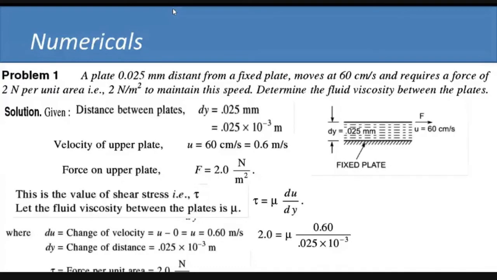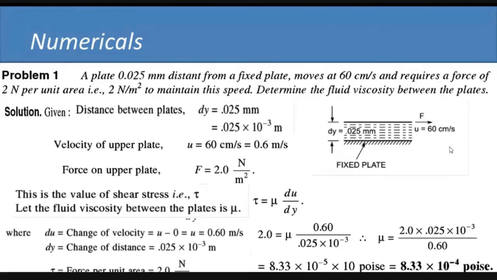So 2 equals mu into 0.6 divided by 0.025 × 10⁻³. So mu will become 2 into 0.025 × 10⁻³, multiplying this term, then divided by 0.6. The value of mu comes out to be 8.33 × 10⁻⁵ N·s/m².